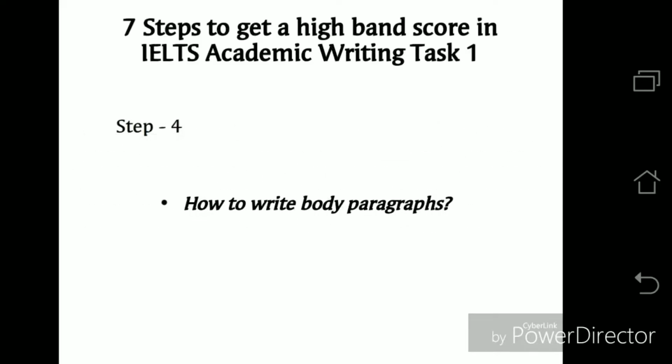Step 4. How to write the body paragraph. It is advised that one should start with the most important point while writing the body paragraph, though it is not compulsory to do so. 2-3 paragraphs are ideal in task 1.